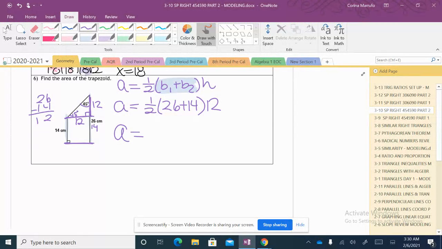So my area here, I put all that in my calculator exactly the way I see it. And that gives me 240, and our units are centimeters. Since it's area, it is squared.